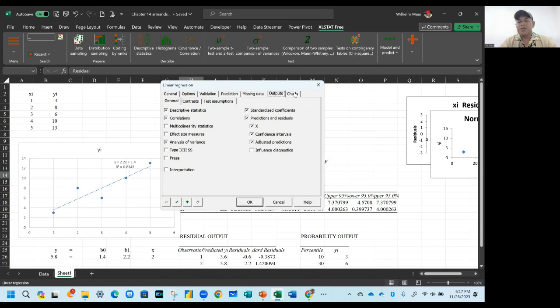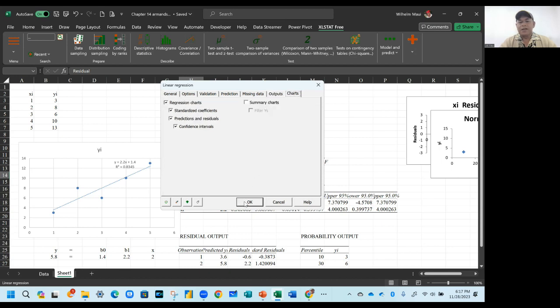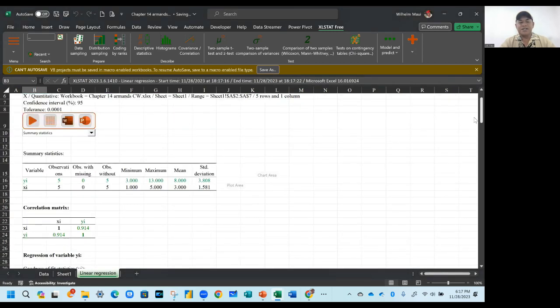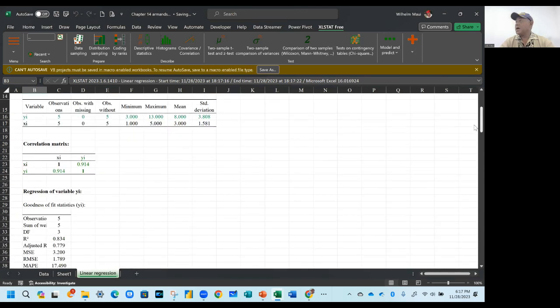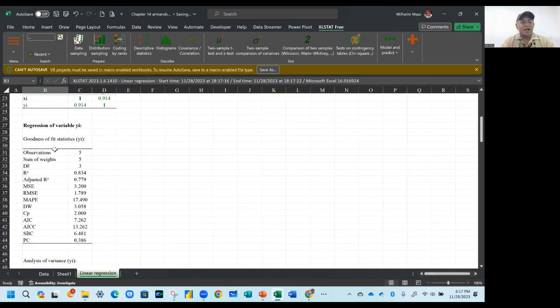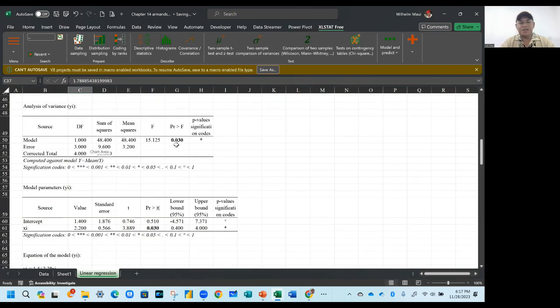And then go to chart, and the rest is, if you click OK, it will run, and we're already familiar with this from the previous use of Excel stat. So here's your summary statistics. Here's your correlation matrix. Again, you don't need to compute those if you're using the right tool. Here's your R square, here's your mean square error, and here's the root of the mean square error if you need them.